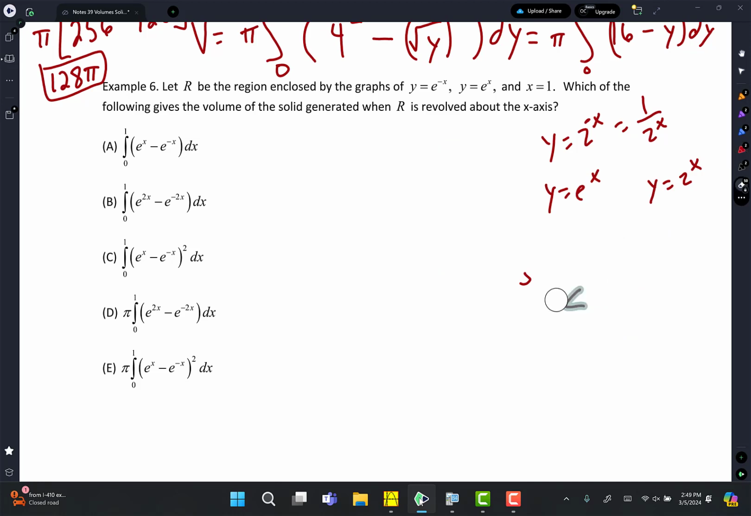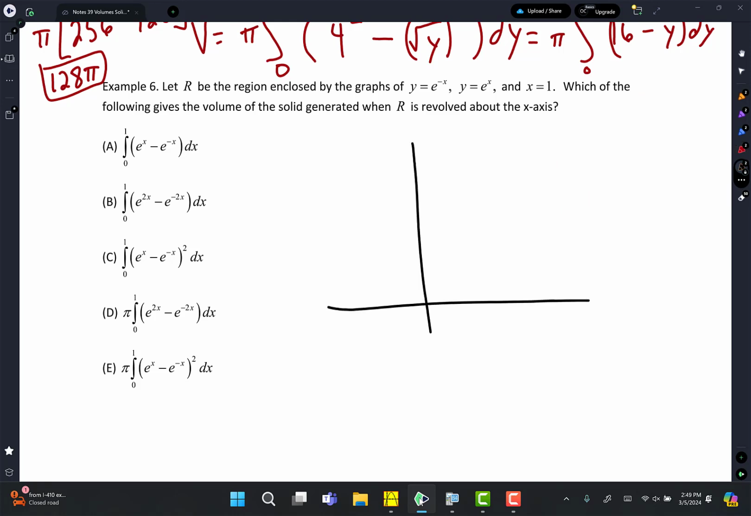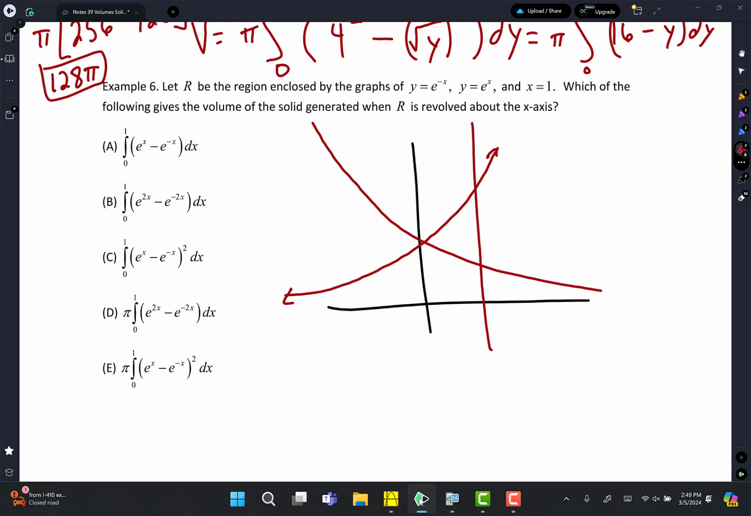Okay, let's see how this graph looks. Let's look at the region. Let me draw the grid first. Here's my grid, and let's first draw e to the negative x, e to the x, and x equals 1. So, boom. This is the region they want. They want this guy right here. That's the region they want, guys.